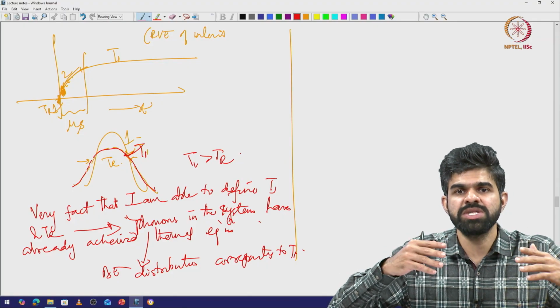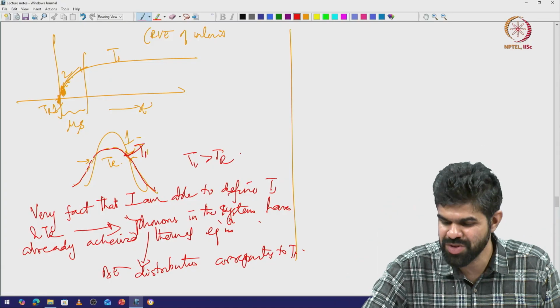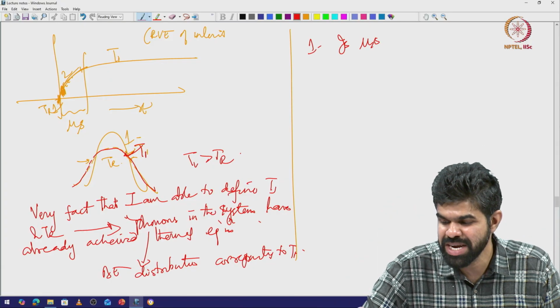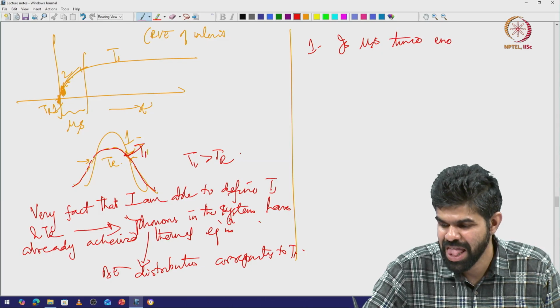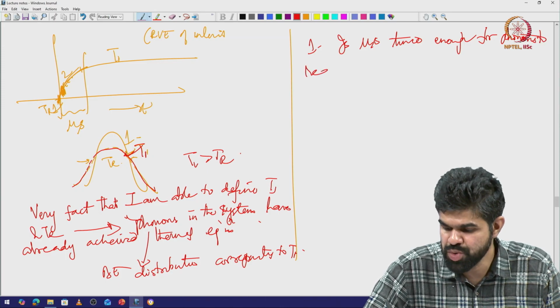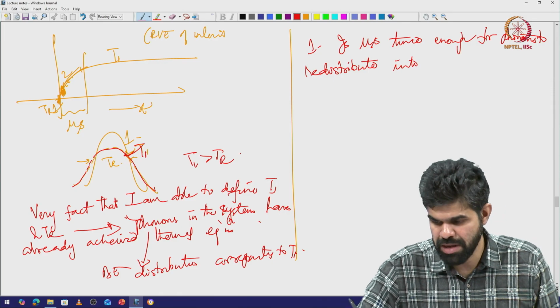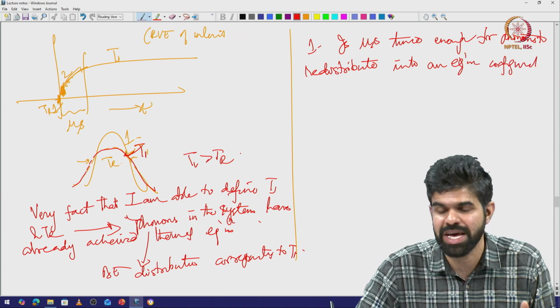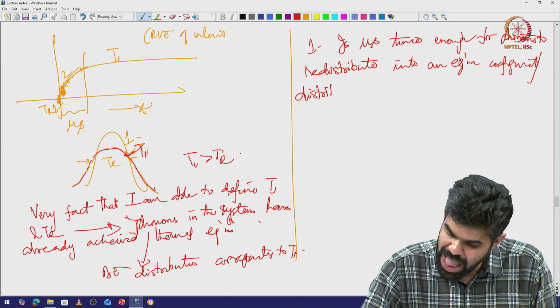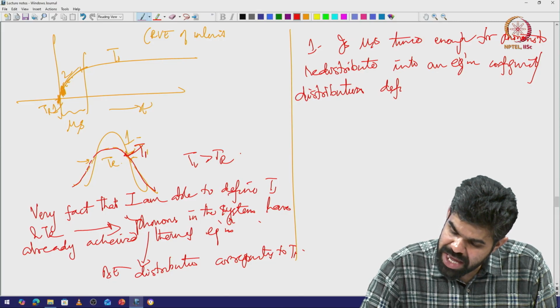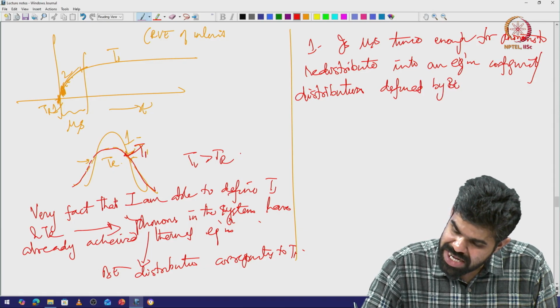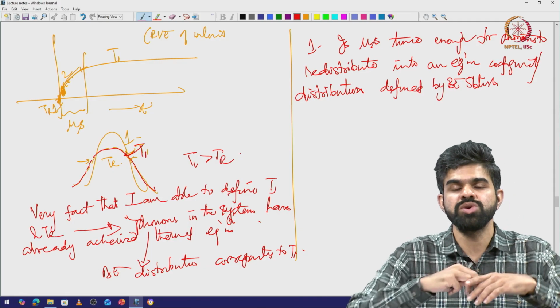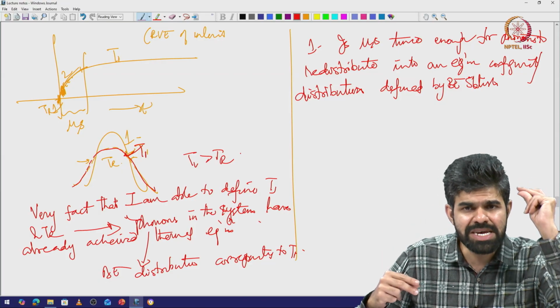Then within a microsecond, is this time enough, right? So the question that we are asking is, is a microsecond time enough for phonons to redistribute into an equilibrium configuration? This is statistical mechanics, or the equilibrium distribution defined by Bose-Einstein statistics. And indeed that is the case, because for phonons to equilibrate it is an instant process.